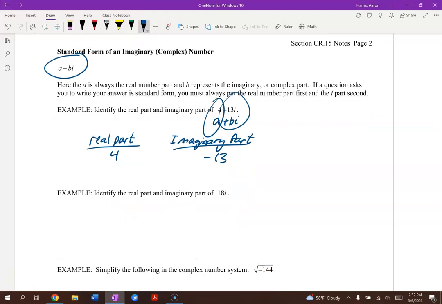What if it's written in just 18i? It's a pure imaginary. Well, what's the number in front of it? Well, 0. So here's the real part. There's the imaginary part, the 18. That's called a pure imaginary number.